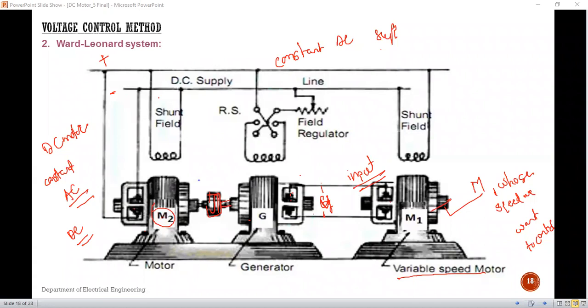Okay, see, in the Ward-Leonard system, there are constant DC sources given. From that constant DC source, we have supplied the field as well as the armature current to the field and armature of the motor M2.